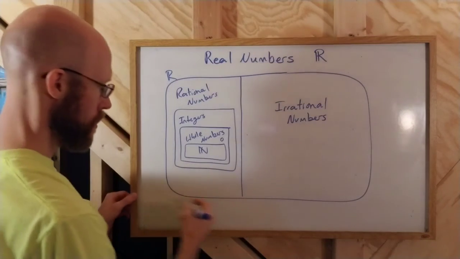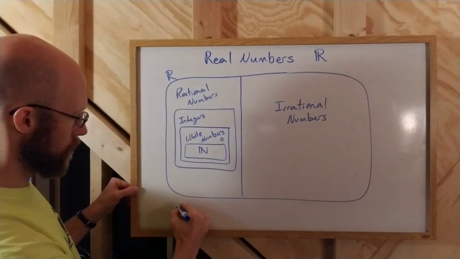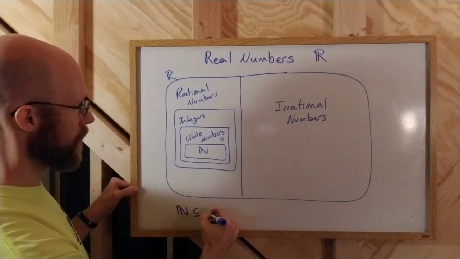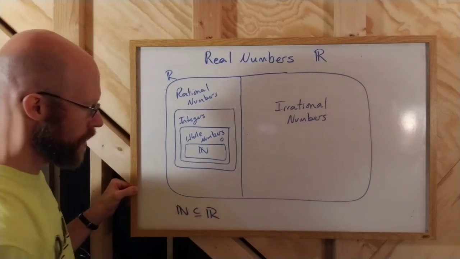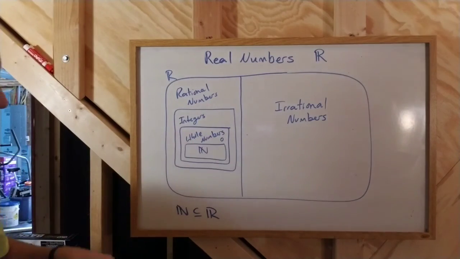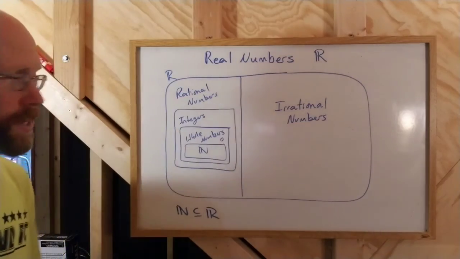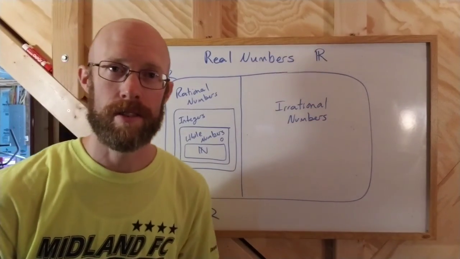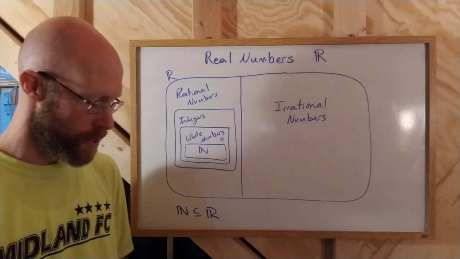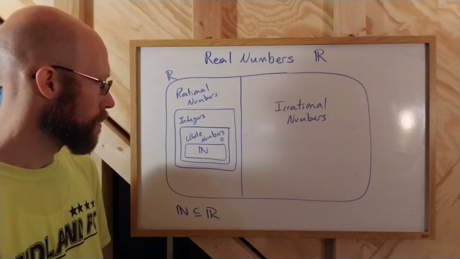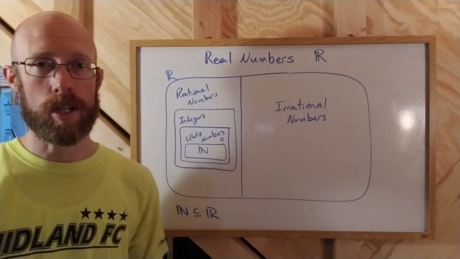Certainly we have relationships like the natural numbers are a subset of the real numbers. And so forth. Natural numbers are a subset of the whole numbers, which are a subset of the rational numbers, all that stuff. So lots of different subset relationships involved here.